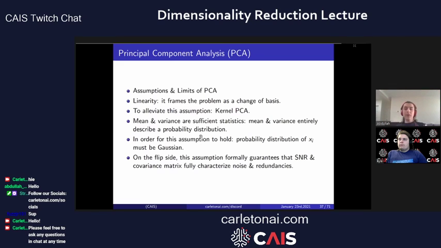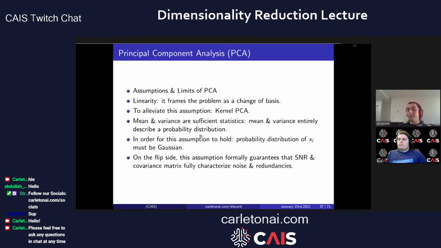Okay, right. So the assumptions and limits of PCA, right? So the obvious and the first limit of PCA is that it's a linear method, right? So it's doing a linear transformation. So if there are nonlinear relationships between your features, then PCA will not be able to detect them. This can actually be alleviated by using kernel PCA in order to be able to detect nonlinear relationships between the features.